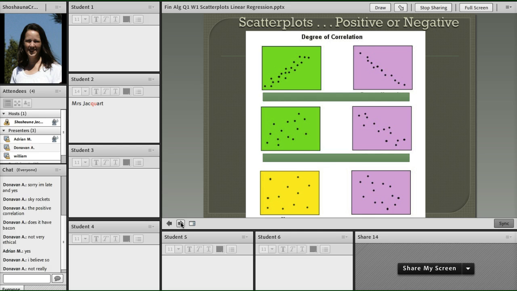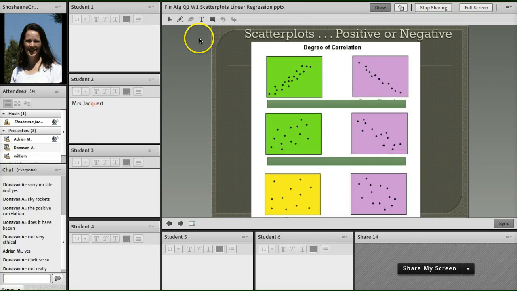Okay, so what we're going to do is we're going to talk about correlation. We have positive and negative correlation. And then we have a degree of correlation as well, but we're going to ignore the degree for the moment. I want you to look at all those graphs, and I think you can do it.